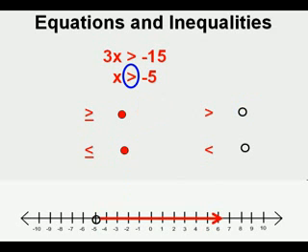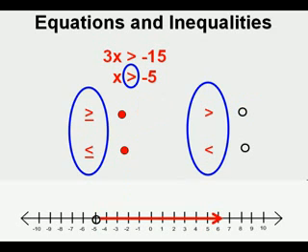What direction do you draw the arrow? When you have the unknown on the left, look at the symbol as the tip of the arrow. Whatever the direction of the arrow on the symbol, that's the direction of the arrow from the point or the open circle that you will draw.